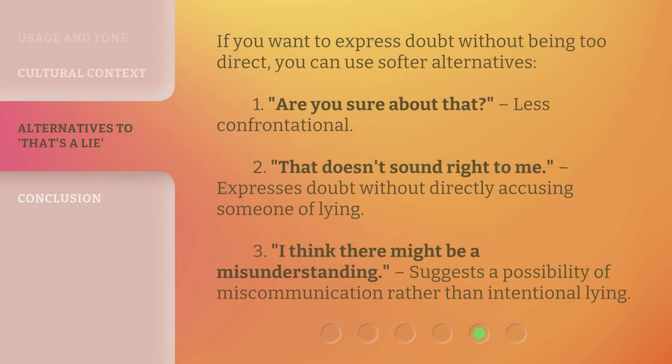If you want to express doubt without being too direct, you can use softer alternatives. 1. Are you sure about that? Less confrontational. 2. That doesn't sound right to me. Expresses doubt without directly accusing someone of lying. 3. I think there might be a misunderstanding. Suggests a possibility of miscommunication rather than intentional lying.